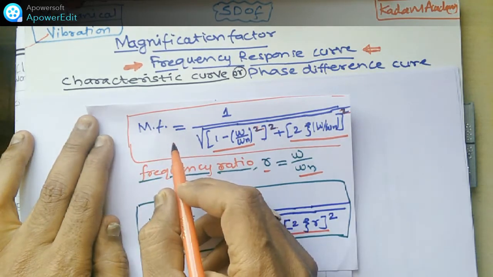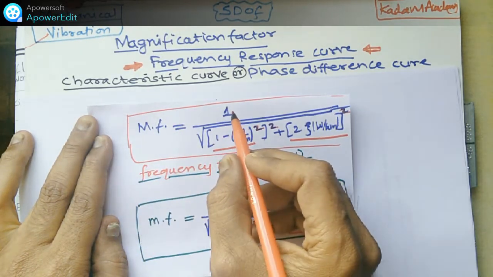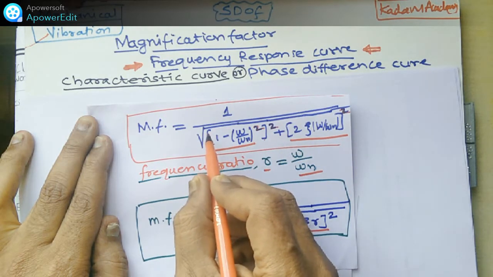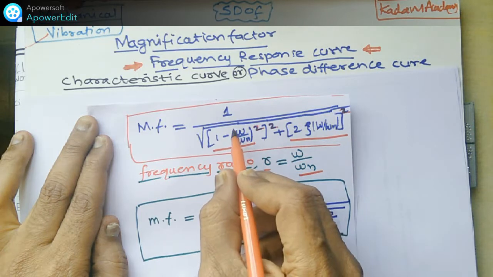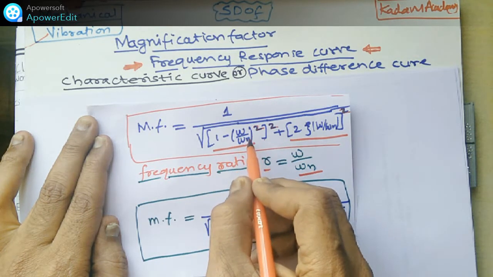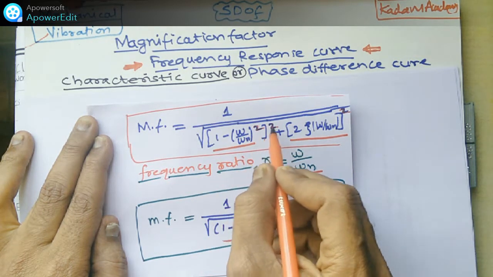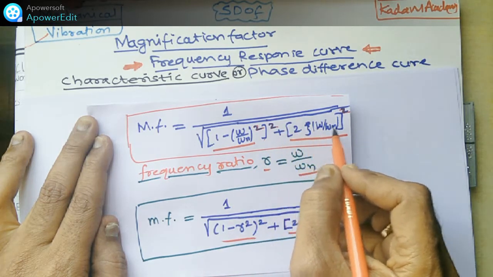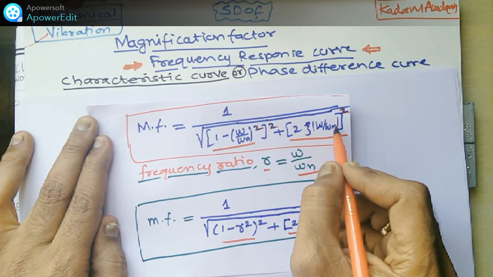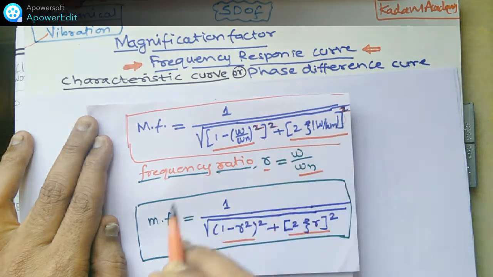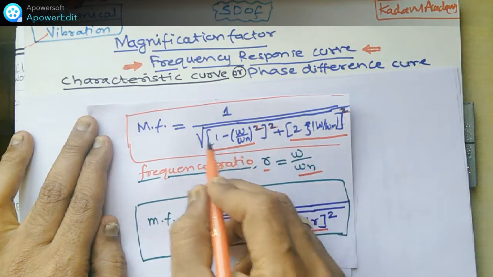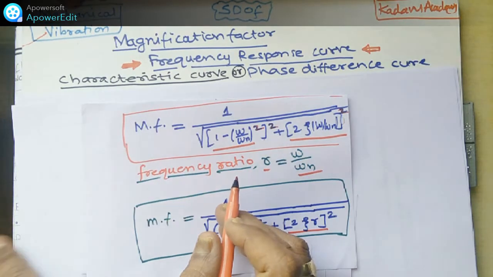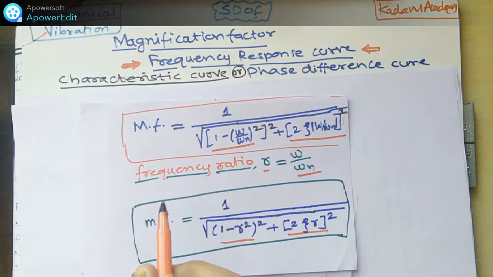The formula for the magnification factor is 1 upon the square root of the square bracket 1 minus the bracket omega by omega n, squared, the whole square bracket squared, plus the square bracket 2 zeta, bracket omega by omega n, squared. These two terms are under the root, and using this you can find the magnification factor.